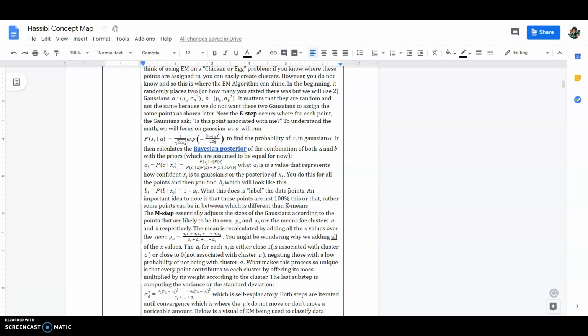What makes this really special is that it labels the data points, right? And we'll elaborate on that a little bit later. An important idea to note is that these points are not 100% this or that. Rather, these points can be in between these two Gaussians. So let's say a point is in the middle between these two Gaussians, sort of in between. It doesn't know whether it's this Gaussian or that Gaussian. So the A of i of this point could be like 0.5, and the B of i value of this point could be like 0.5 as well.